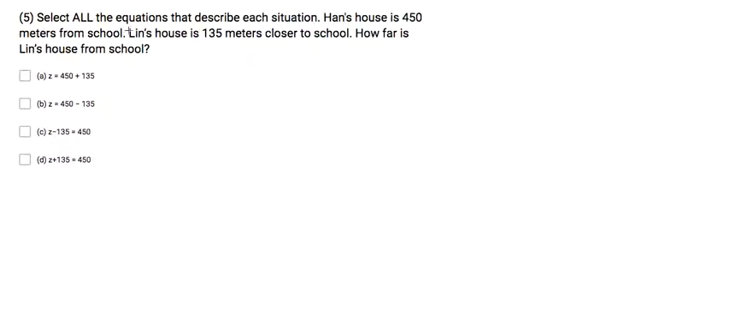Number 5, select all the equations that describe the situation. Hans' house is 450 meters from school. So we know Hans' house is 450 meters away. Lynn's house is 135 meters closer to school, meaning 450 meters, and she's 135 meters closer to school. How far is Lynn's house from school?